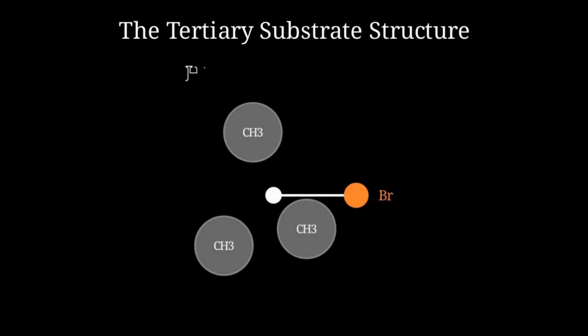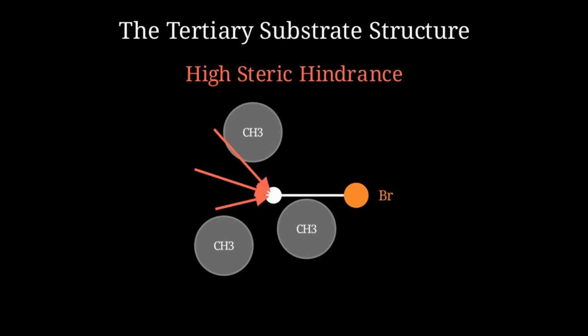A tertiary substrate features a central carbon bonded to 3 other carbon groups. This creates a highly crowded environment. This physical crowding, or steric hindrance, is the most critical factor in determining the reaction outcome for these specific molecules.